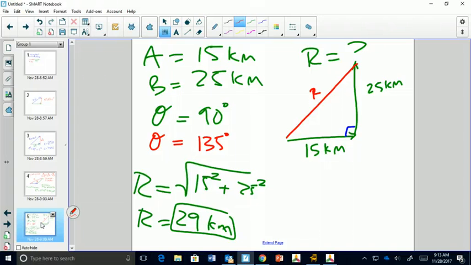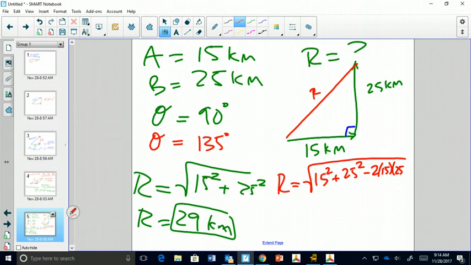All right, so here's our formula then, right? R is equal to the square root of 15 squared plus 25 squared minus 2 times 15 times 25, sorry, I'm running out of room, cosine 135.